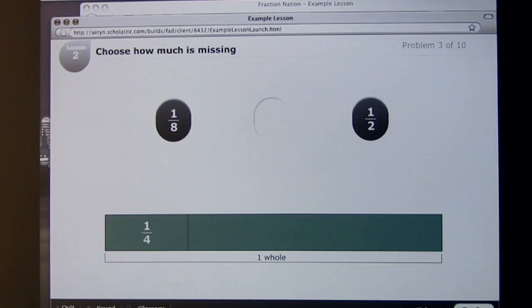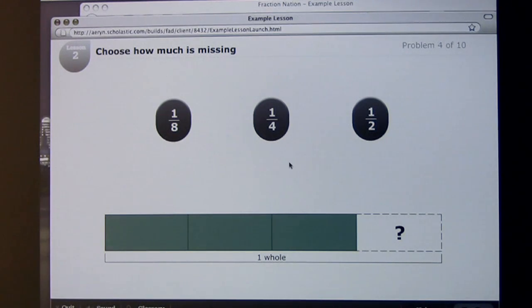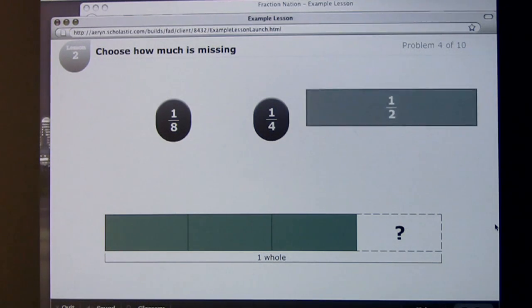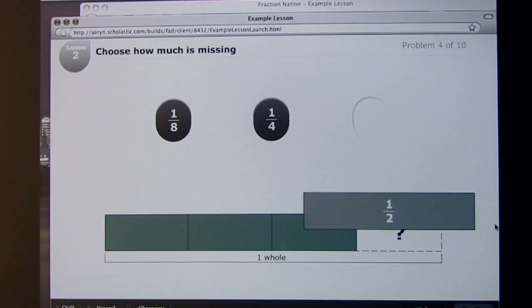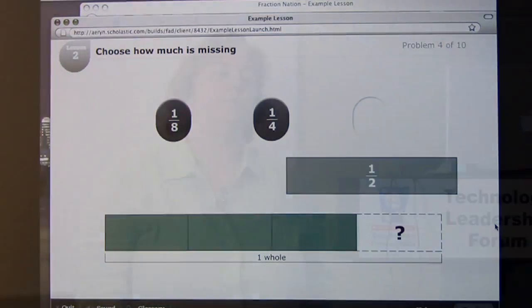And I'll get a wrong one. So in this case, the feedback for that answer is very visual.